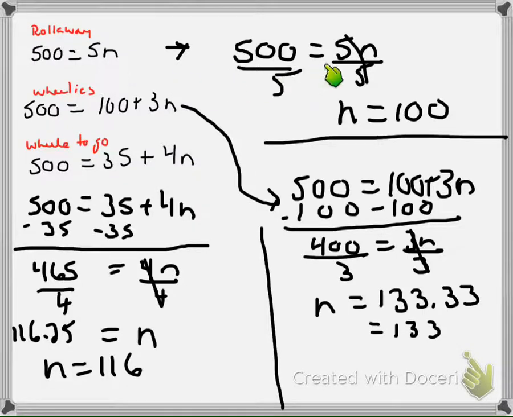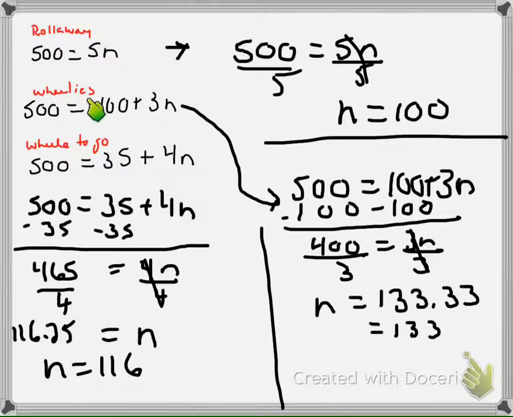So here's my work, and you need to show all your work as well. Fix it if you did it wrong or you didn't show work. For Rollaway, the equation is 500 equals 5n. In order to get the n by itself, I divide by 5 here, giving me 1n or n, and I divide by 5 here, giving me 100.